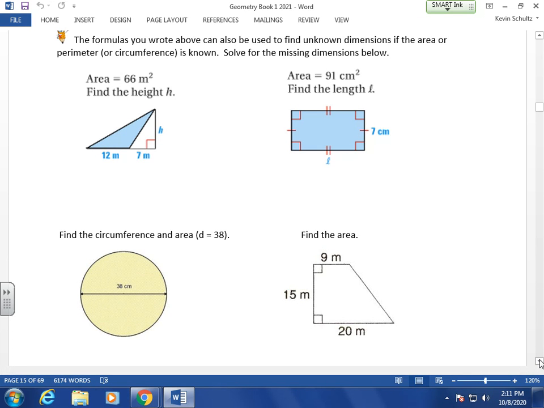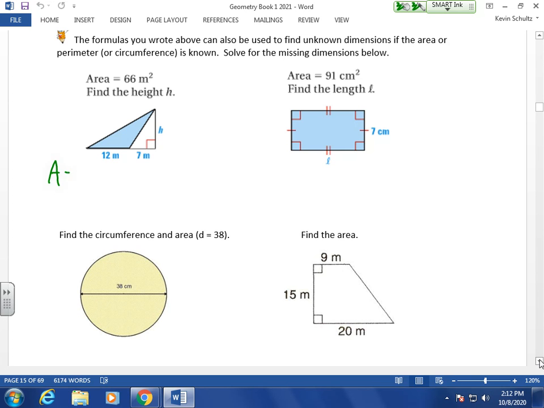The formulas you wrote above can also be used to find unknown dimensions if the area or perimeter or circumference is known. Solve for the missing dimensions below. The question was asked earlier for kind of working on a triangle here. So we'll take this one. If we know the area is 66 square meters and our job is to find the height, right? Find that missing value h. The 66 square meters would refer to the shaded section there, so not the unshaded part of the triangle.